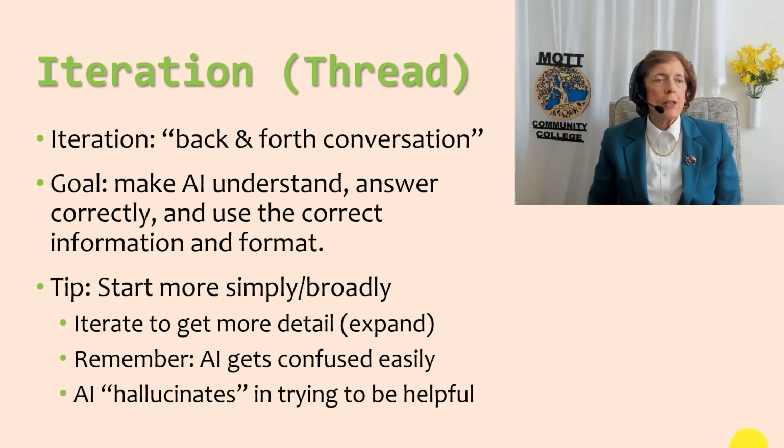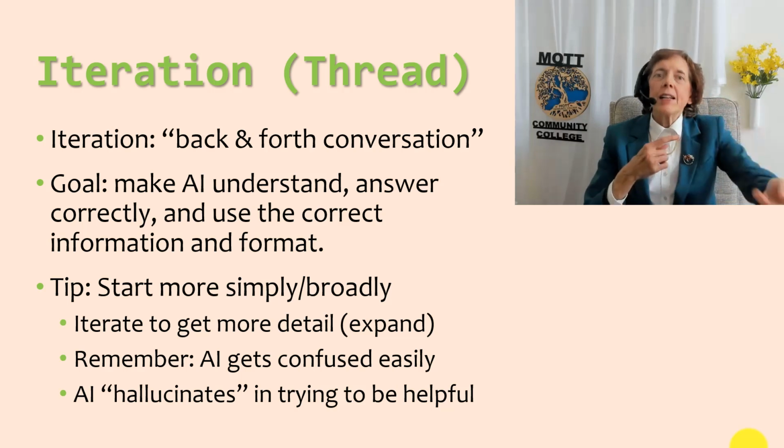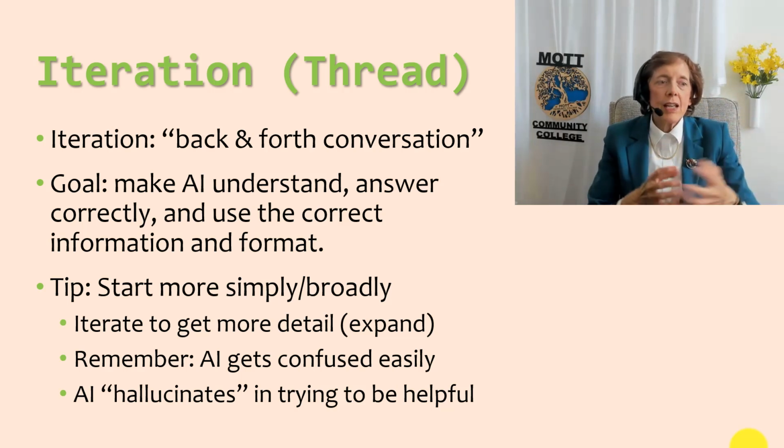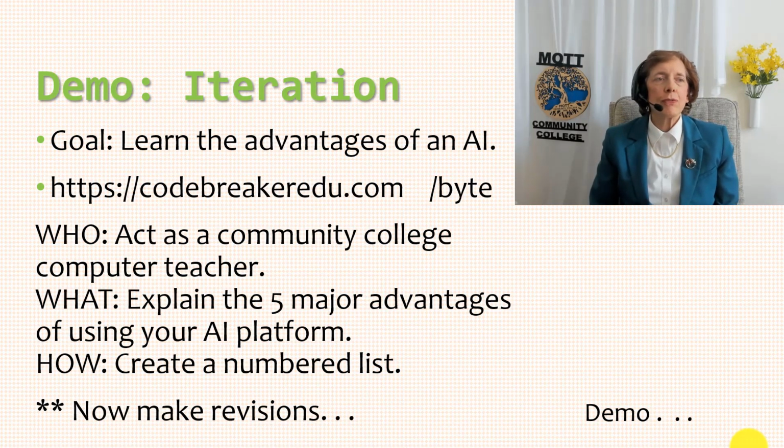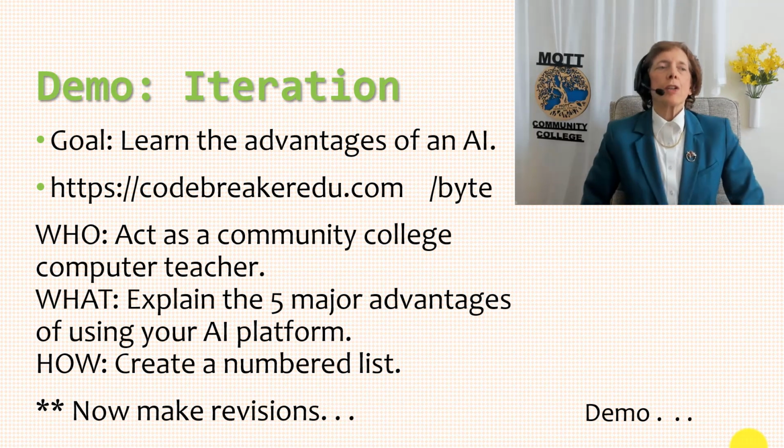So a general tip is to start more broadly or simply and then iterate. In other words, have the back and forth communication to get more detail. And remember, AI gets confused so easily, and it hallucinates. It's trying to be helpful. That's a hallucination. I'm going to show you in a second. I have an example for you, but let's do this first. Let me demonstrate for you the iteration.